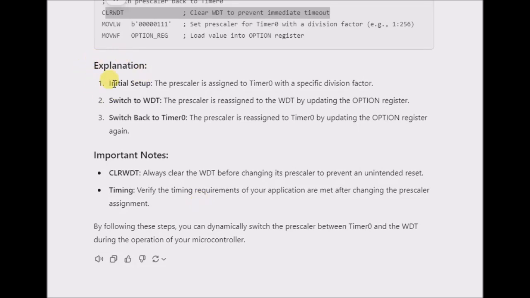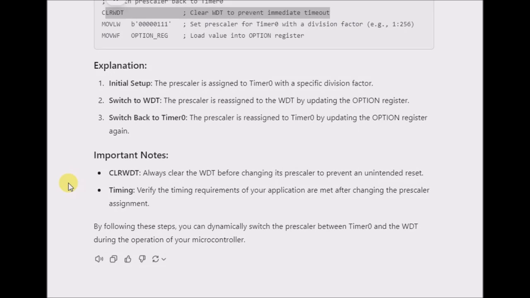I'll read it. Explanation. Number 1. Initial setup. The prescaler is assigned to Timer0 with a specific division factor. 2. Switch to WDT. The prescaler is reassigned to the WDT by updating the option register. 3. Switch back to Timer0. The prescaler is reassigned to Timer0 by updating the option register again. Important notes. Clear WDT. Always clear the WDT before changing its prescaler to prevent an unintended reset. Timing. Verify the timing requirements of your application are met after changing the prescaler assignment.